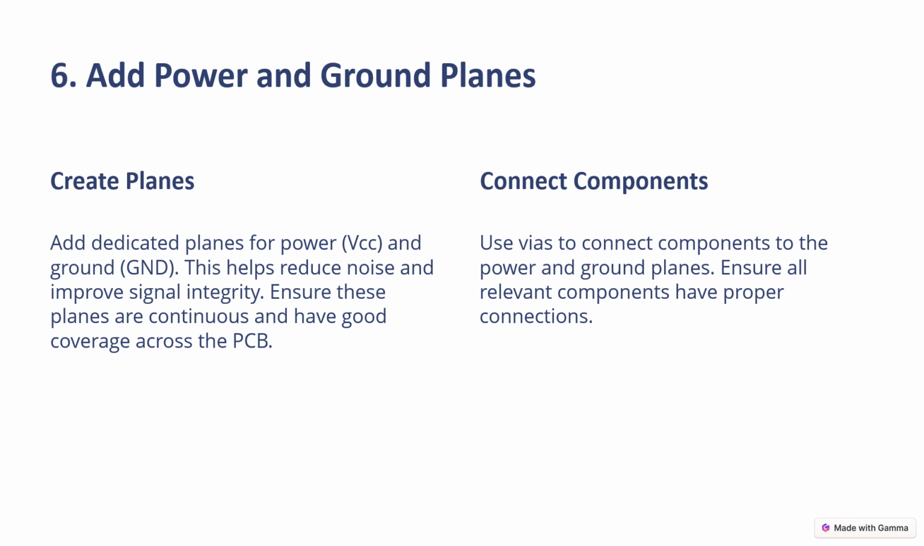Step 6. Add power and ground planes. Create planes. Add dedicated planes for power and ground. This helps reduce noise and improve signal integrity. Ensure these planes are continuous and have good coverage across the PCB. Connect components. Use vias to connect components to the power and ground planes. Ensure all relevant components have proper connections.